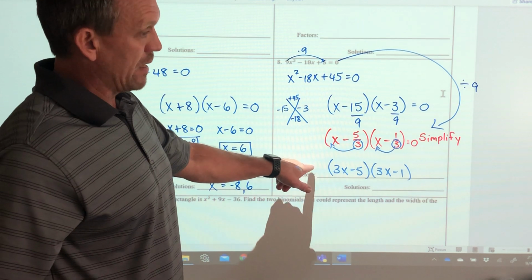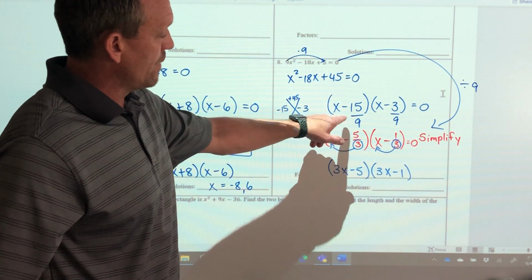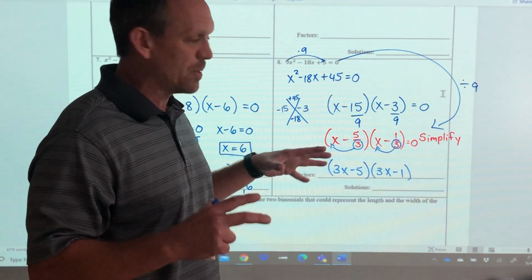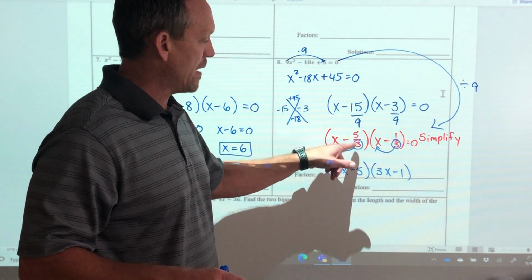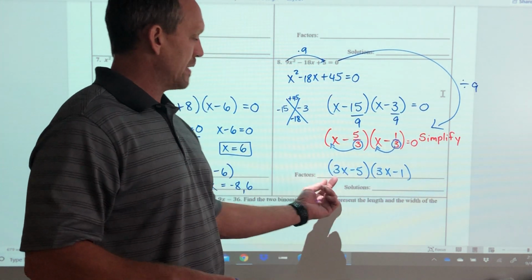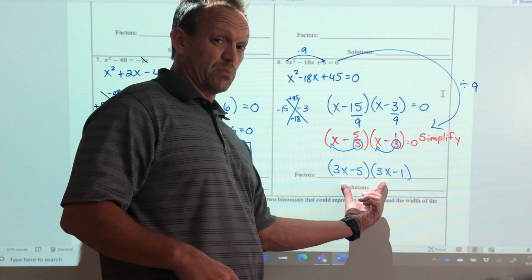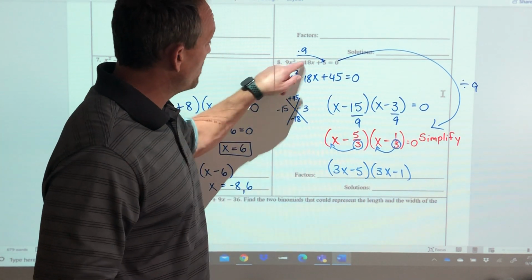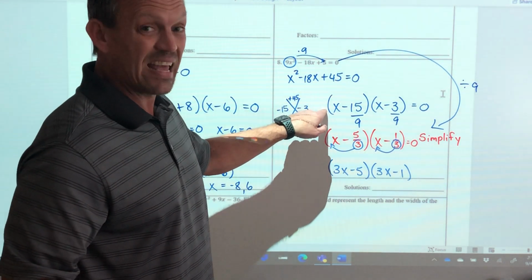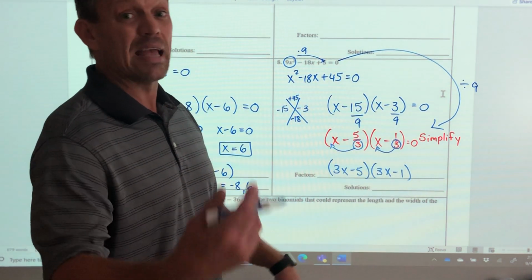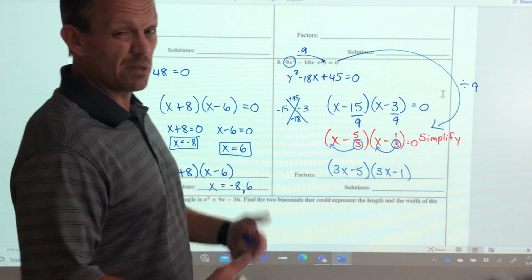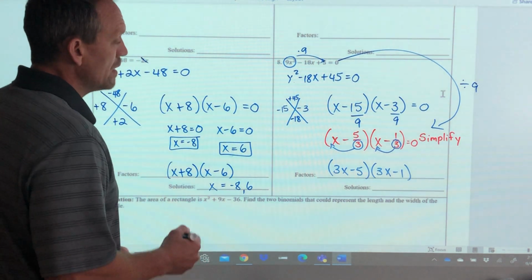All right, so you have to keep track of this simplification. That's why I put it in red, highlight. It has to be simplified. If you don't simplify that, you're not going to get 3x minus 5 and 3x minus 1. At the end of the day, these first two terms, 3x times 3x, have to be equal to the original first term. If you made this 9x and this 9x, that would be 81x squared. Well, that's not 81x squared, that's 9x squared. So please make sure you keep track of that.